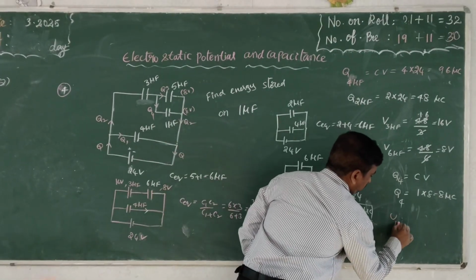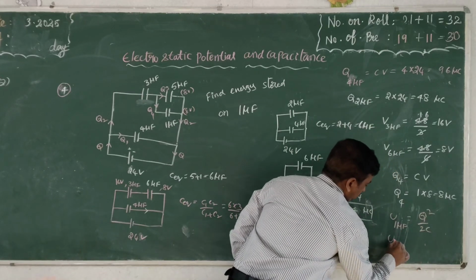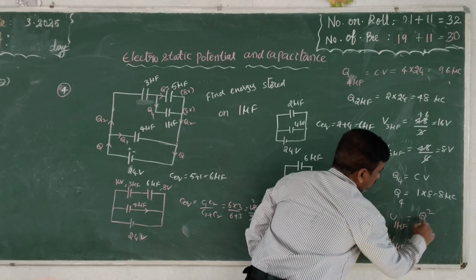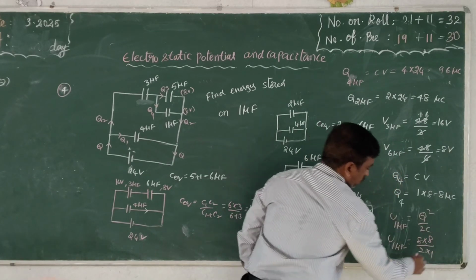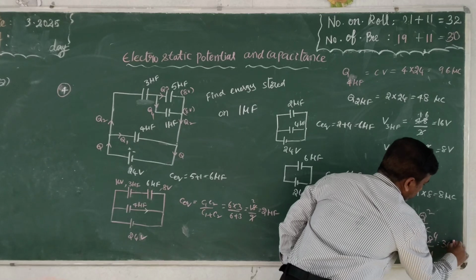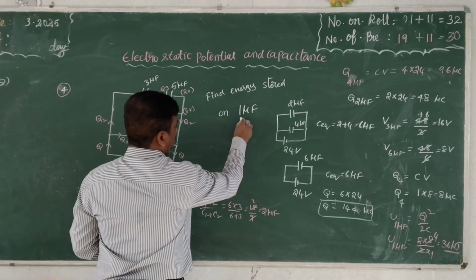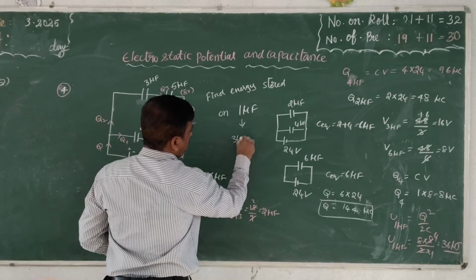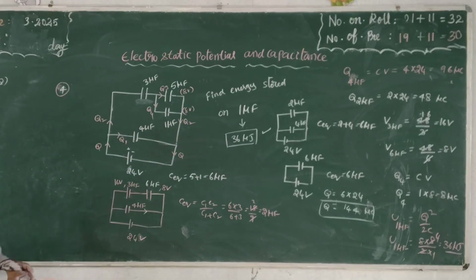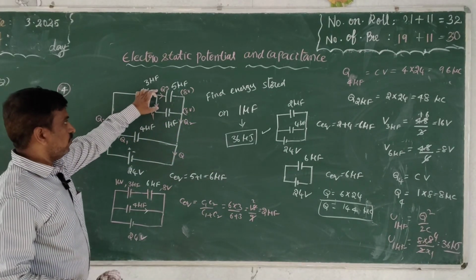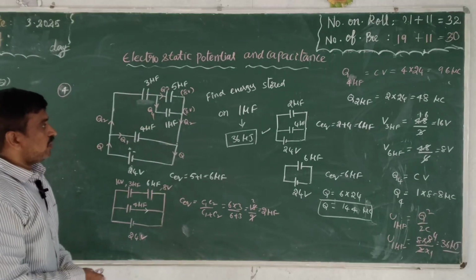The energy at 1 microfarad, the formula is Q square by 2C. Q is 8, so 8 into 8 by 2 into 1. 2 1s are 2, 2 4s are 8, 8 4s are 32. 32 microjoules. What is the energy stored on 1 microfarad? 32 microjoules. It is the answer. So what we can do here: we find Q1 and Q2, Q3 is not needed, we find Q4, and finally we get the energy stored on 1 microfarad.